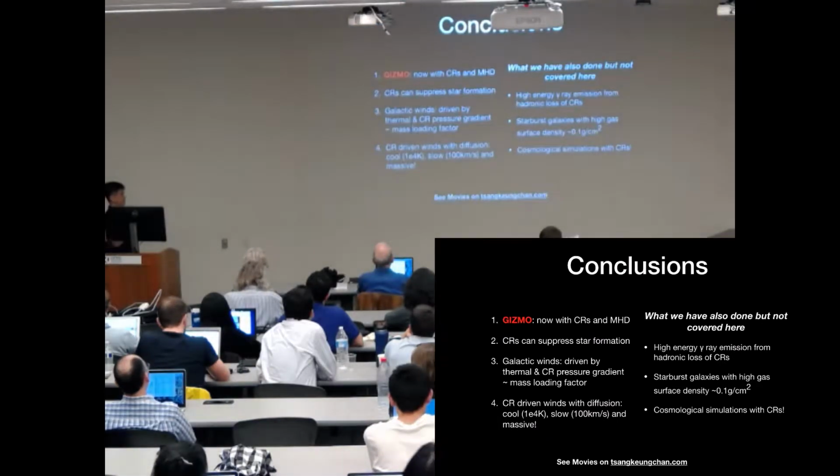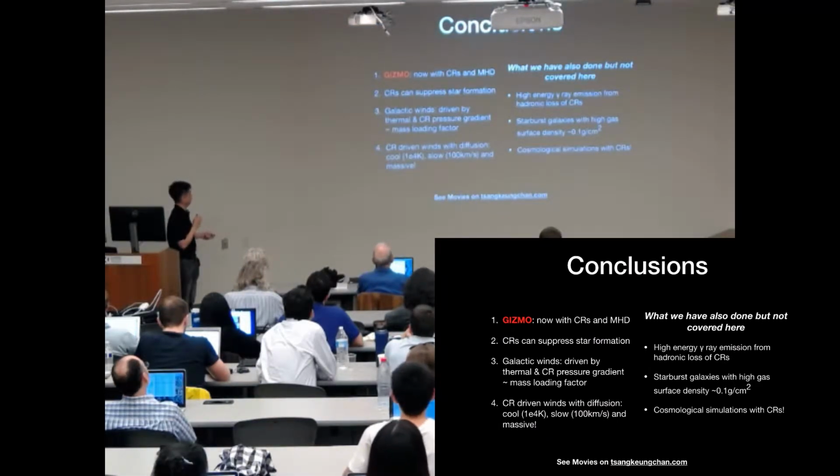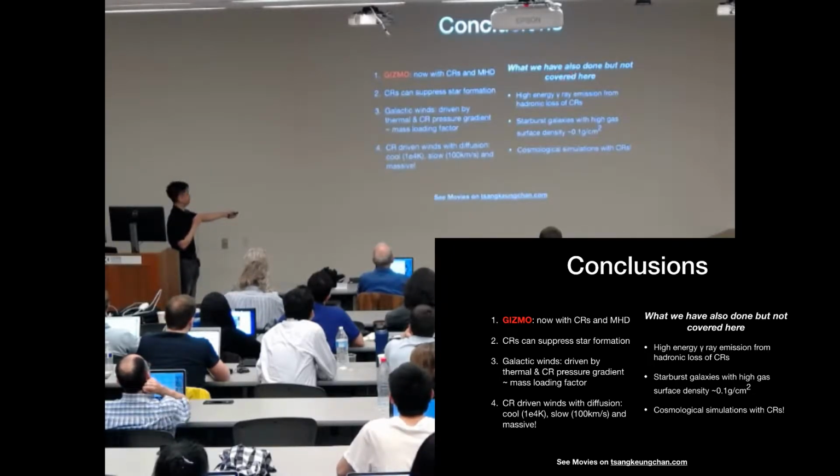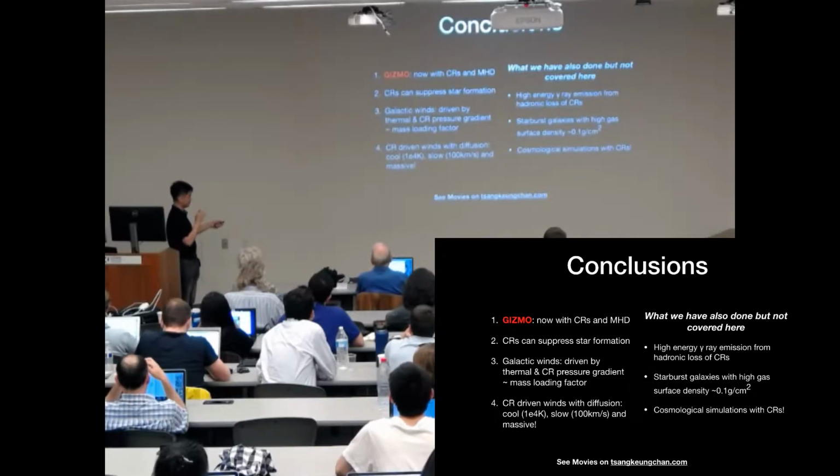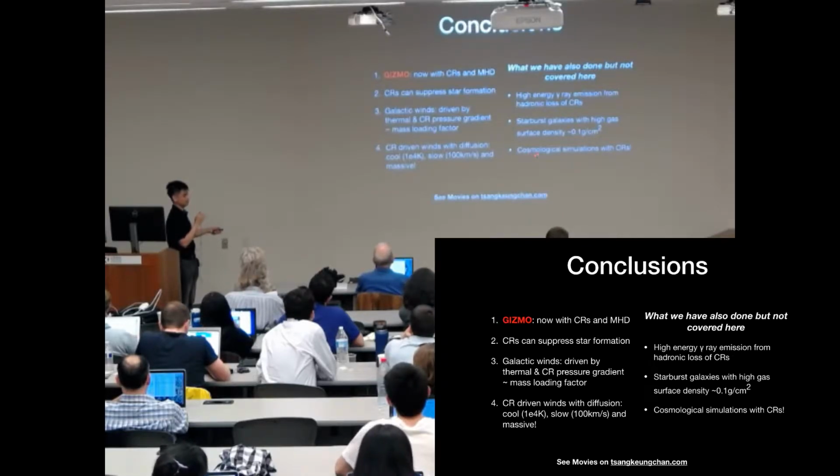Okay, here is my conclusion. I want to highlight what we have already done but haven't covered here: we have done high energy gamma ray emission from the hadronic losses of cosmic ray in fire simulation. We have also simulated the starburst galaxy with high star formation rates and gas surface density, and we also have a cosmological simulation with cosmic ray, but it is only experimental.